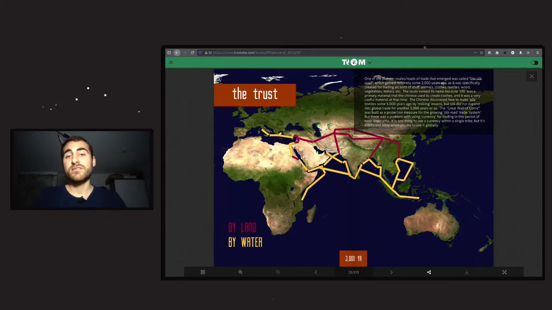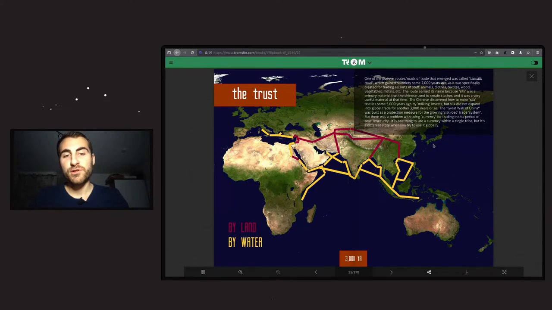Because this trading system became more and more a global thing, like people were trading stuff from Europe to China, from China to Europe, from India to Europe, and all over basically. This example is about the Silk Road, which became a thing around 2000 years ago, and people were trading all sorts of stuff like animals, clothes, textiles, wood, vegetables, metals, etc. And this route is called the Silk Road because the Chinese figured out some 5000 years ago how to make silk, and then they were trading it to Europe and to other places.